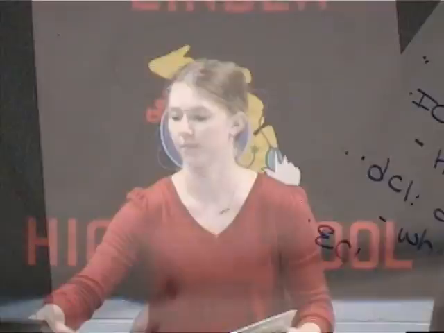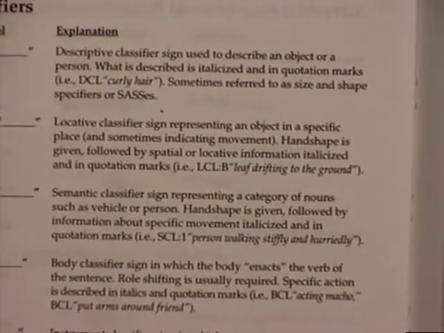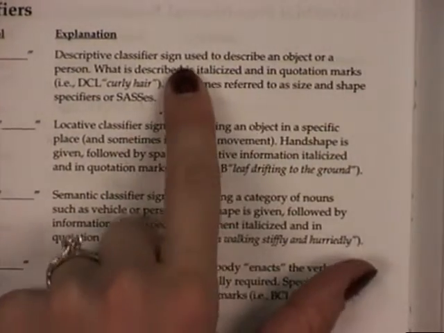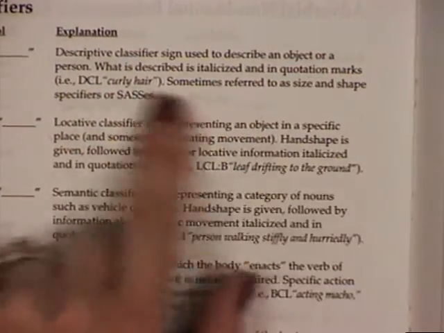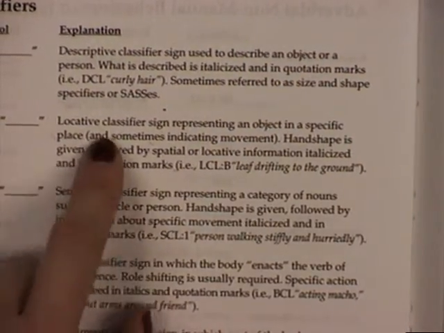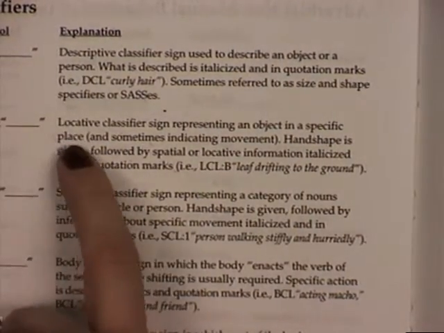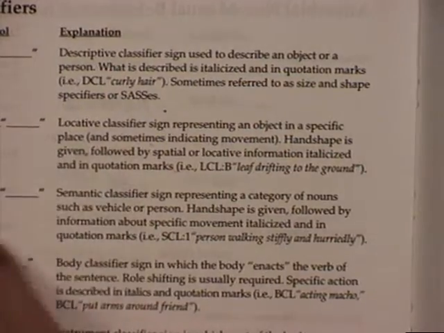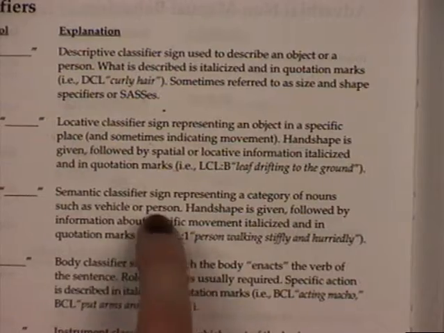So let me read these real quick, if I can find them. Descriptive classifier: a sign used to describe an object. That's pretty straightforward. LCL: a sign representing an object in a specific place. That one's pretty straightforward because it's location, place, location. Semantic: sign representing a category of nouns such as a vehicle or person. So that's kind of what we talked about last year.